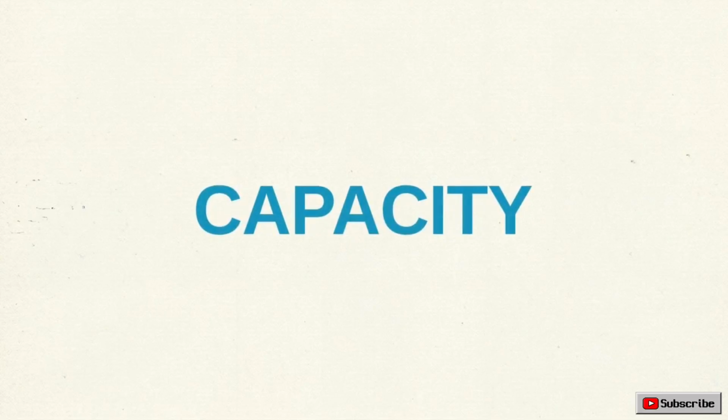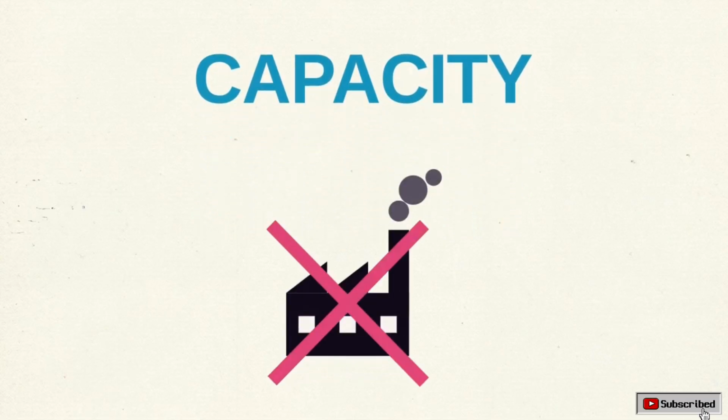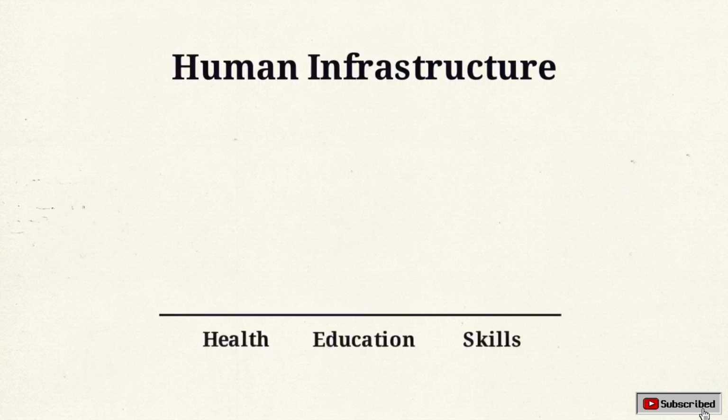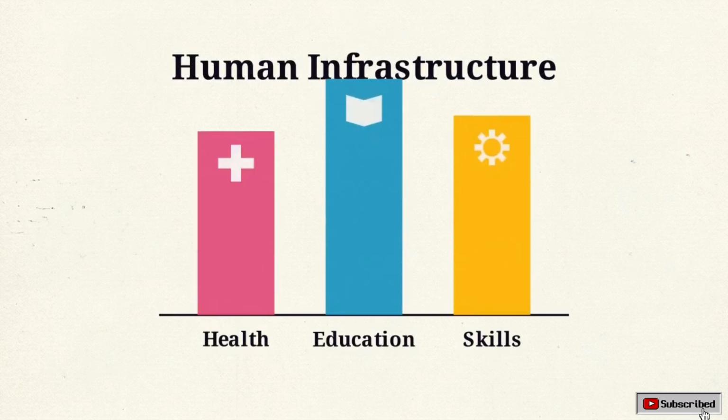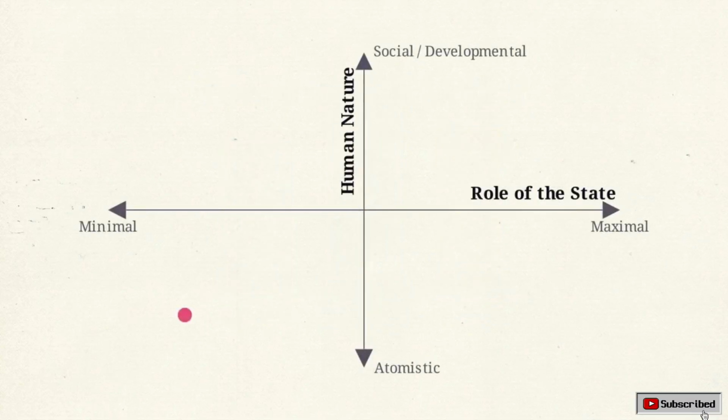Sen introduced the concept of capacity building. He argued that the state should not command the economy or provide direct employment through bloated public sectors. Instead, the state's role is to invest heavily in human infrastructure, specifically health, education, and skill development. On the matrix, this evolution settles in the upper middle region. It acknowledges the social nature of human beings without requiring maximum state control of the economy.